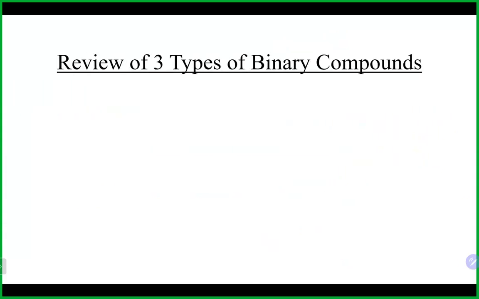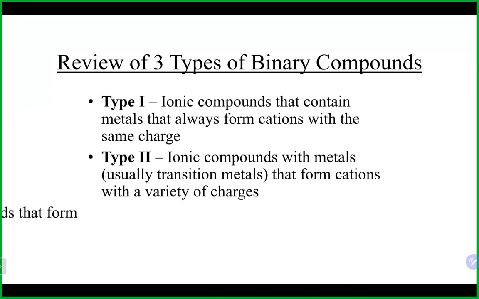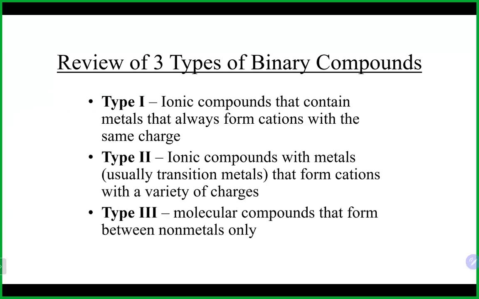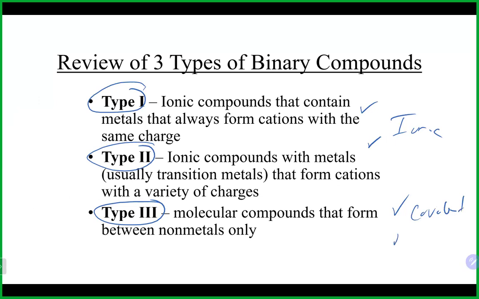Okay. So here's a review of what we just talked about. Again, type 1, no Roman numeral, no prefix. Type 2, only Roman numeral. Type 3, only prefix. And again, both of these are ionic. This is really covalent or molecular here.